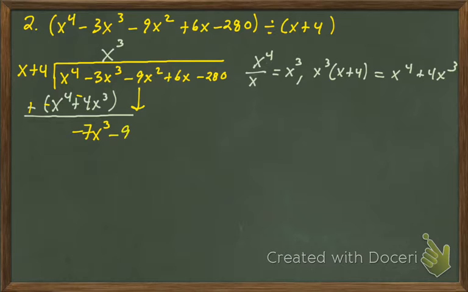Bring down the next term. Sometimes you might have to bring down the next 2 terms, or maybe you'll have a term you skipped over that you'll have to bring down. Just kind of depends on the situation. Okay, all right, so we're going to play the same game again. So x times blank is minus 7x to the third. So we can spell that out for you. Minus 7x cubed over x is minus 7x squared. And then we'll do minus 7x squared times the x plus 4.